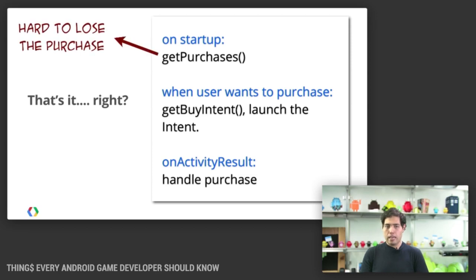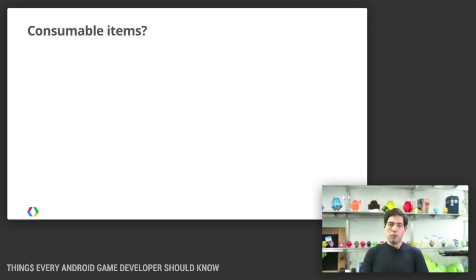And notice that it's actually pretty hard to lose a purchase this way. You actually have to make an effort to lose a purchase, because even if your application crashed right after you started the purchase flow and you never got the purchase result, it's all right, because next time your application executes, you're going to call getPurchases, and you're going to realize that the user has bought that item, so that purchase is not lost. Now let's talk about consumption.